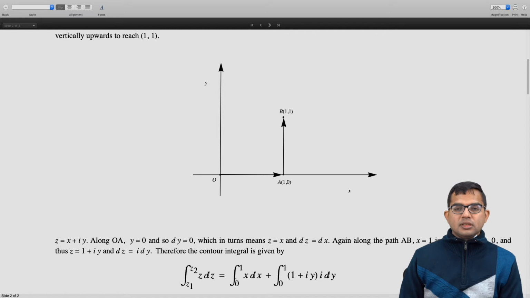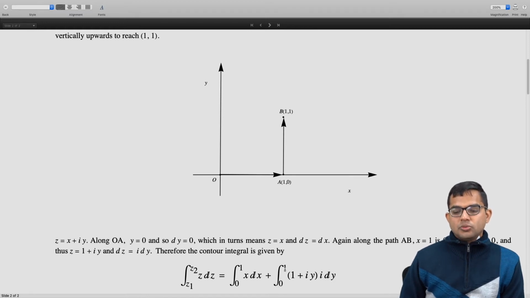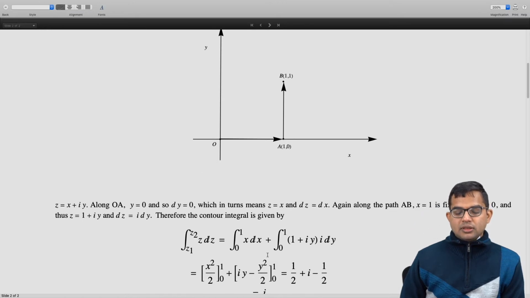So the first stretch is going to be just the integral from 0 to 1. In place of z I just put x, and in place of dz I just put dx, and for the second part y goes from 0 to 1, and in place of z I write down 1 plus iy, and in place of dz I write i dy. So I can go ahead and evaluate both these integrals. These definite integrals are straightforward to evaluate. So I get x squared by 2 from 0 to 1, which is just 1/2.